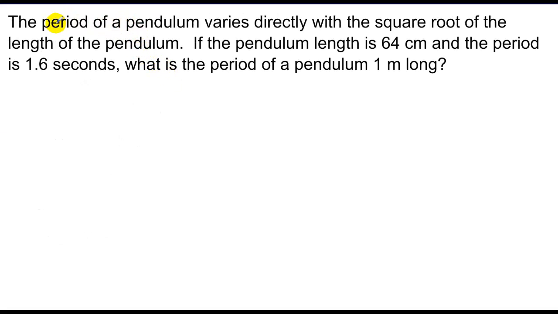Now in this case you got the period of a pendulum, we'll call P for a period, varying directly, so that's k times something, with the square root of the length. So the square root, we'll call that L. If the pendulum length is 64 and the period is 1.6, what's the period of a pendulum with a length of 1? So in this case, they're giving us two situations. Here's 1 in the singular underline, and 2 with an unknown second piece of that.